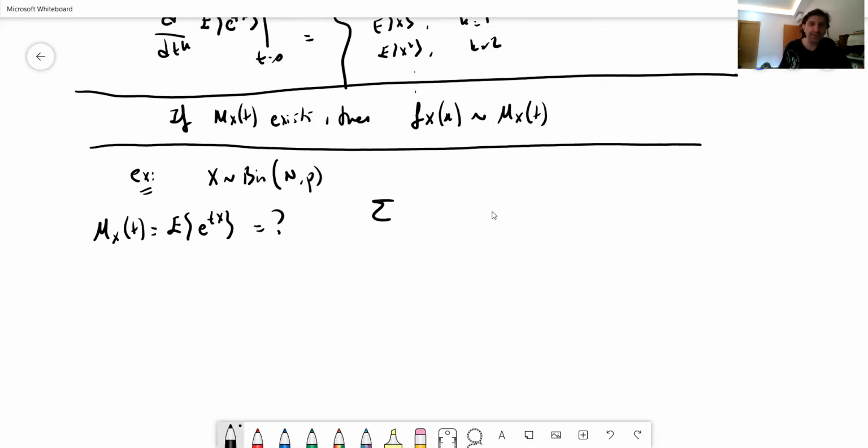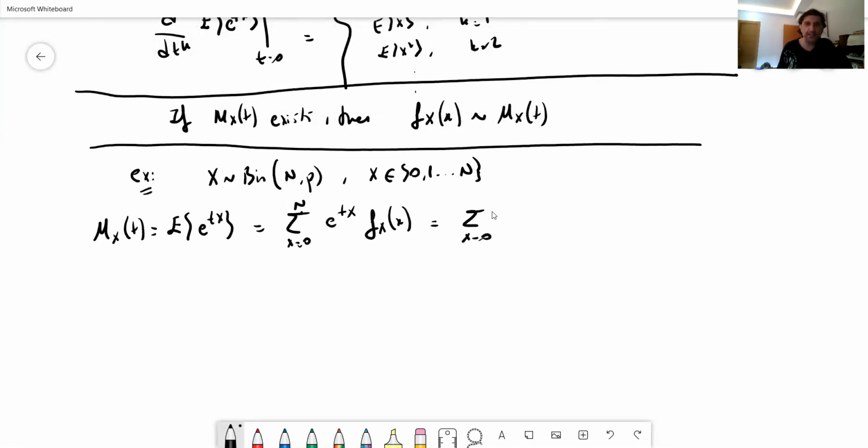We are just going to take this and put it into this form here. So the expected value of exponential tx is going to be equal to the sum of exponential tx multiplied by f(x), where x goes from 0, 1 to n. This is the domain of x. And this is a discrete random variable, therefore it's going to be equal to the sum from x equal to 0 to n of exponential tx.